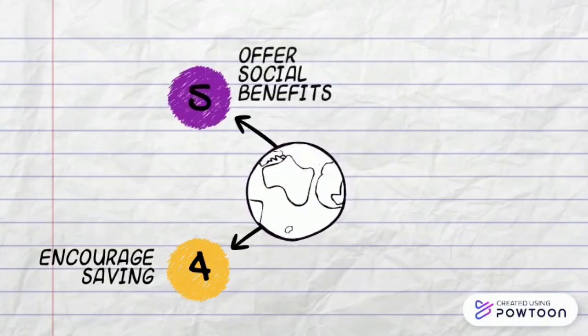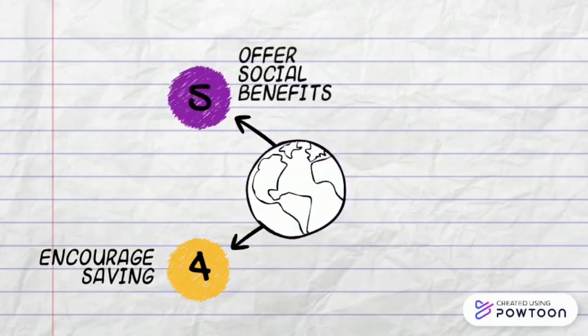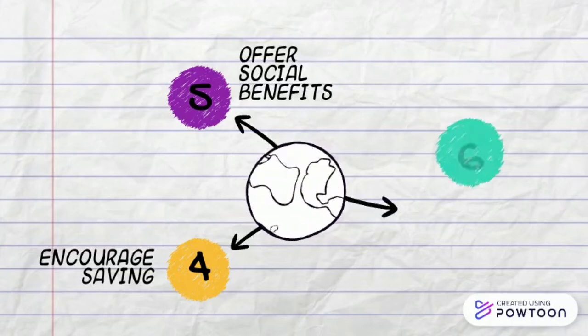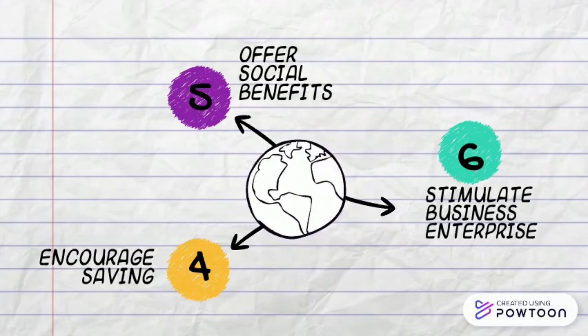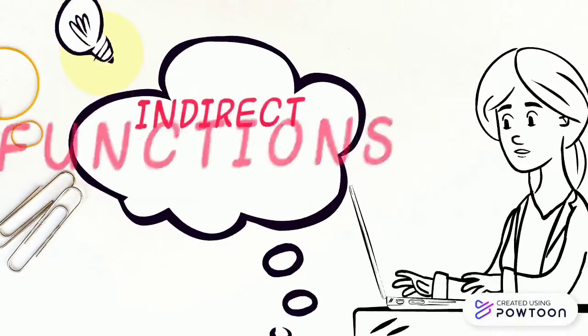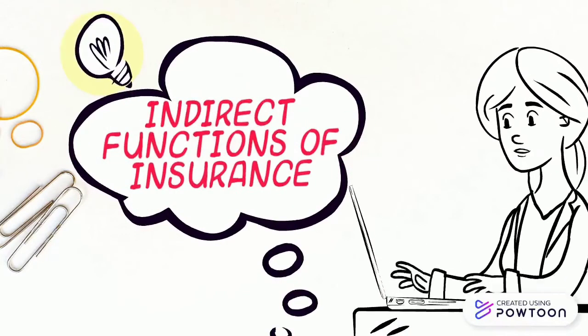Offer social benefits. The people of the society are exposed to a number of personal risks due to their lifestyle. Insurance is considered an effective measure to minimize their social problems. Stimulate business enterprise. Many business enterprises could not have started without transferring many of their risks to the insurer. I will continue with the indirect function of insurance.